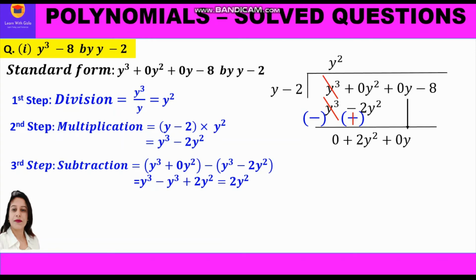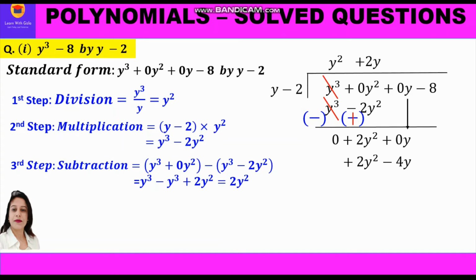Now again we will take the first term and divide with the first term of the divisor, that is 2y square divided by y, and we will get 2y. Another way of thinking is: what should we multiply to y to get 2y square? That way also we can do, and we shall get 2y. Now the second step is to multiply the divisor with the 2y. So we shall multiply and get 2y square minus 4y.